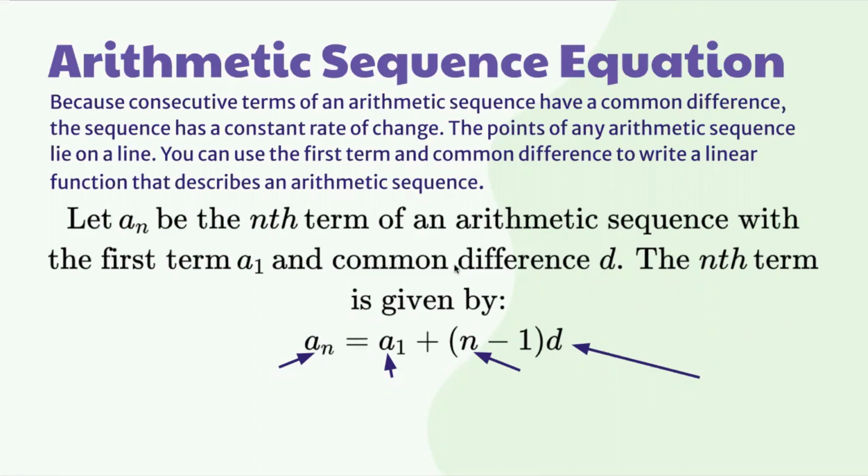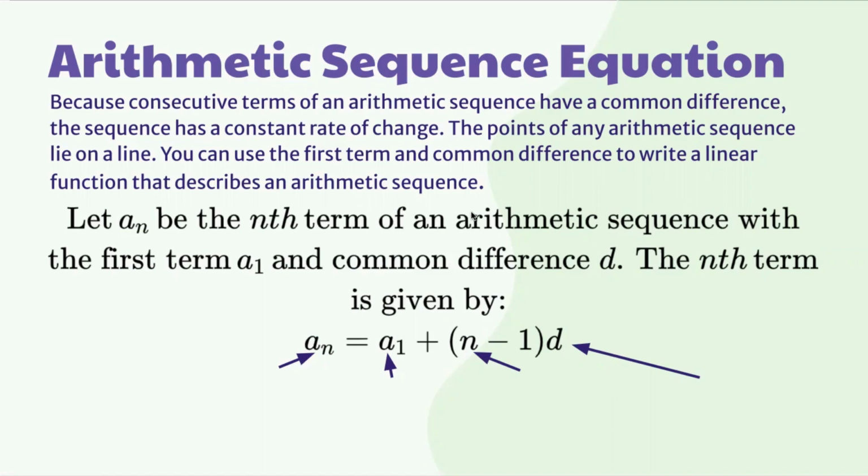And you might recall this constant rate of change from lesson 5.5 because that's what we were looking for in our linear equations. The way we identified whether an equation was linear or not is to see that it had a constant rate of change in both the x and y values. And so the points of any arithmetic sequence are going to lie on a line.